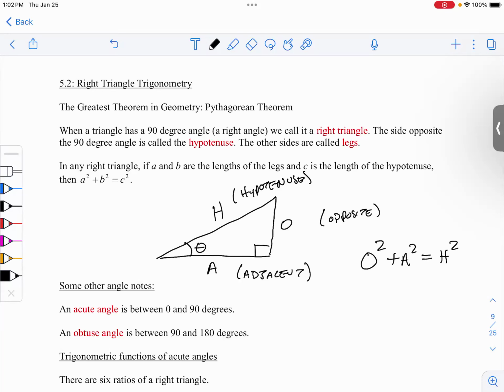O squared plus A squared equals H squared, instead of A squared plus B squared equals C squared. But in trig, we always have an angle of interest. And so you see we have our angle theta, because if I move theta up here, then this side becomes A and this would be O. The hypotenuse doesn't change. But that's because when we create our trigonometric equations and functions, it's based on which one is opposite the angle, which one is adjacent to the angle.